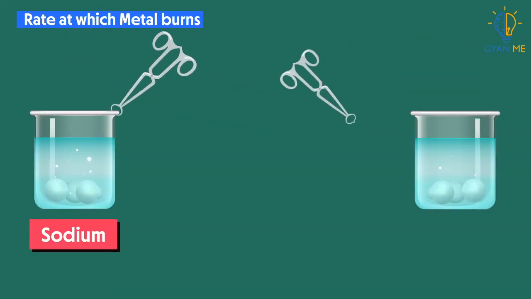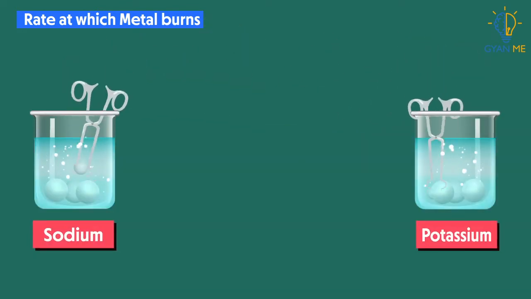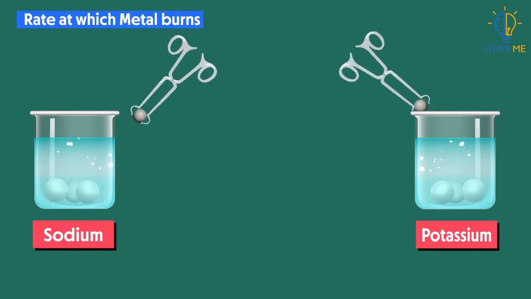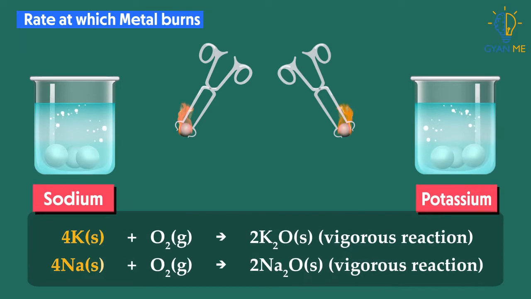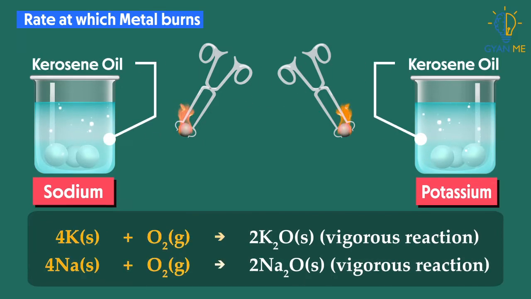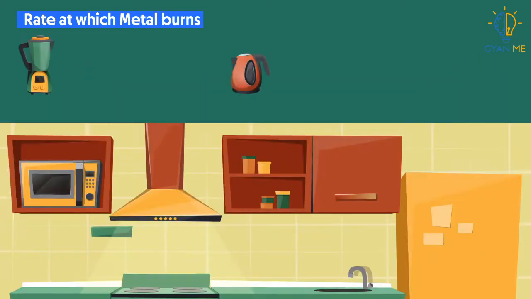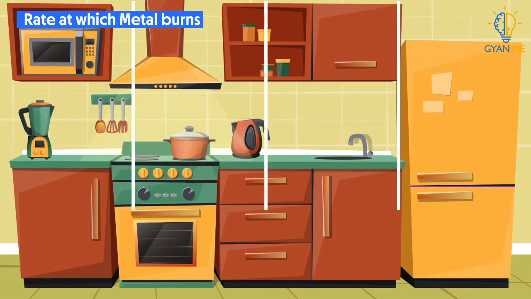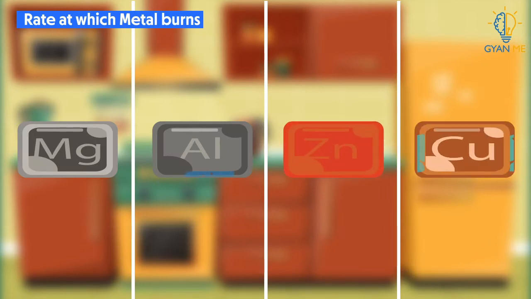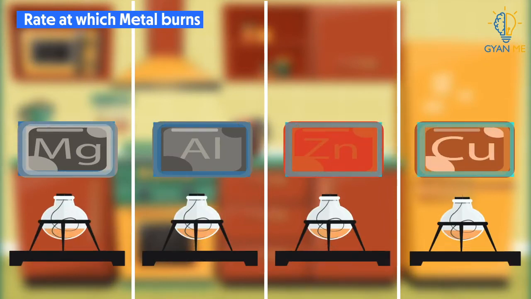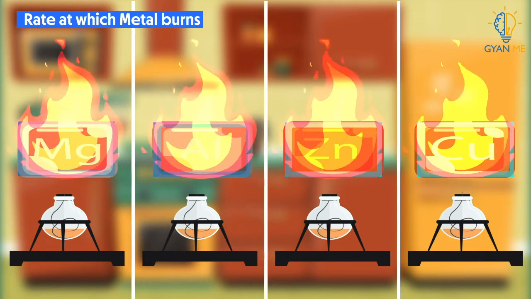Metals such as sodium and potassium react so vigorously with oxygen at room temperature that they catch fire in open. Hence, to protect them and to prevent accidental fires, we keep them immersed in kerosene oil. Other than this, at room temperature, metals such as magnesium, aluminium, zinc and copper react slowly with oxygen. So they need to be burnt, which gives the required energy to carry out the reaction.